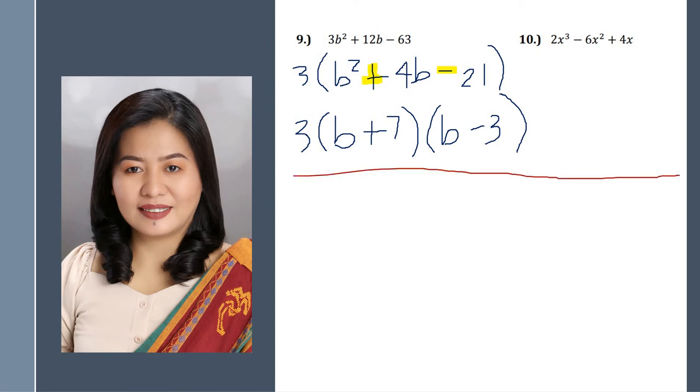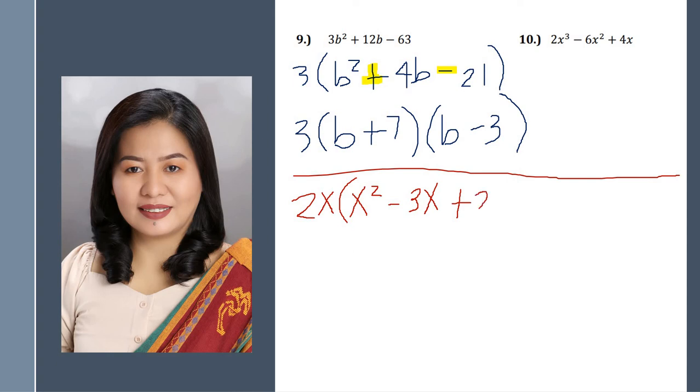So next, number 10, factors of 2x cubed minus 6x squared plus 4x. So we have 2 and x is the common factor. 2x cubed divided by 2x. So we have x squared. 6 divided by 2 is 3. So minus 3x. And 4x divided by 2x is plus 2.